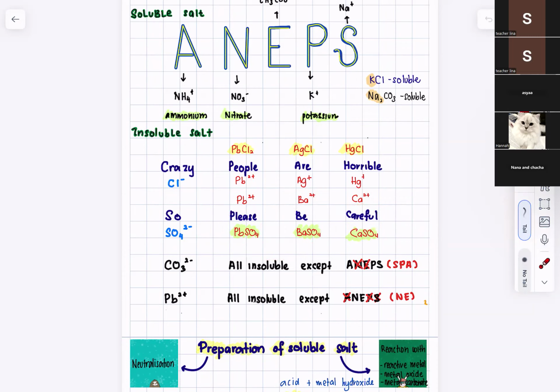Zinc chloride, soluble or insoluble? Insoluble. Okay, zinc chloride, Nana. Zinc chloride is soluble. So insoluble chlorides are only lead II chloride, silver chloride, mercury chloride. Other than that is soluble. So zinc chloride is soluble. Is it clear, Nana? Yes. Okay.